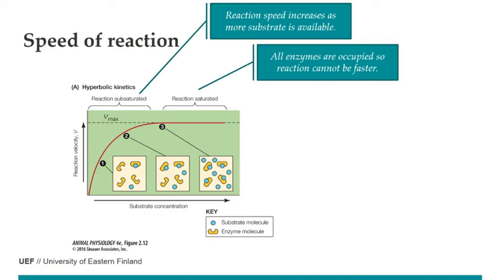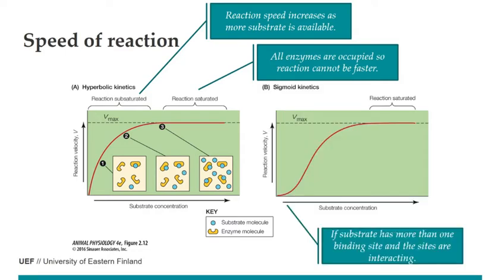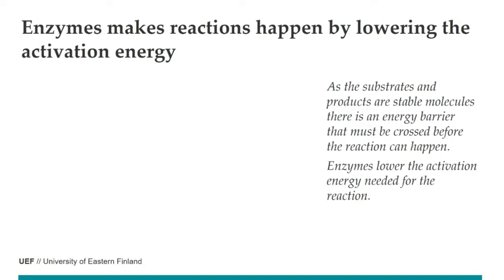This is the typical hyperbolic case, but in some cases the enzyme works with sigmoidal kinetics, where at low substrate concentration nothing happens. In these cases there is more than one binding site and these sites interact, so it's not working before more than one substrate is bound. And what is making it work is lowering the activation energy.